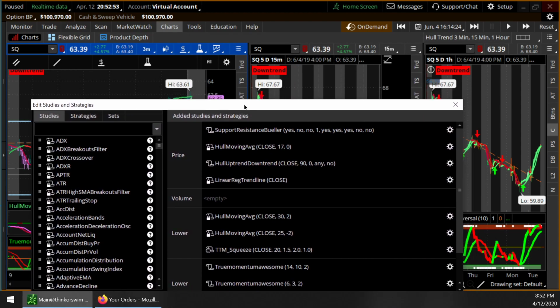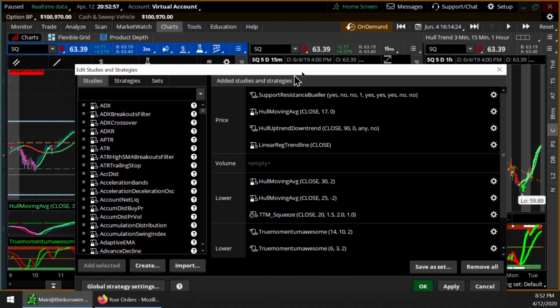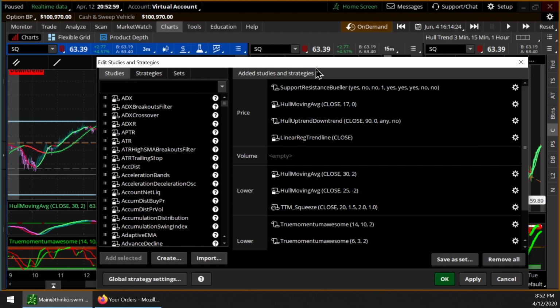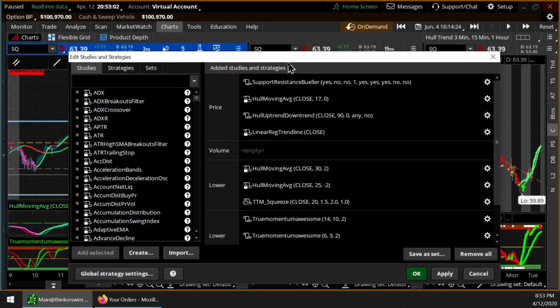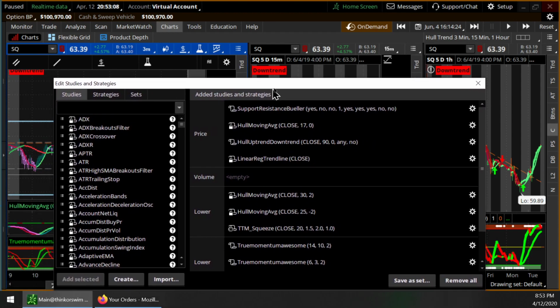This is on a 3-minute chart. I prefer the 3 minute for the lower time frame. It is a little bit better than the 1 minute. Never look at the 1 minute if you plan on holding something for 10, 15, 20, 30 minutes or more. You'll just drive yourself crazy. I like the 3 minute.